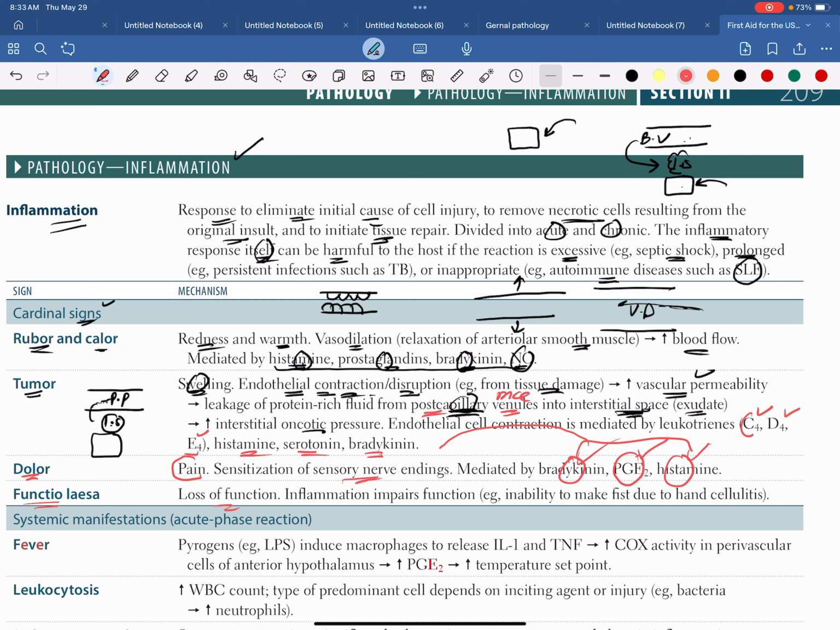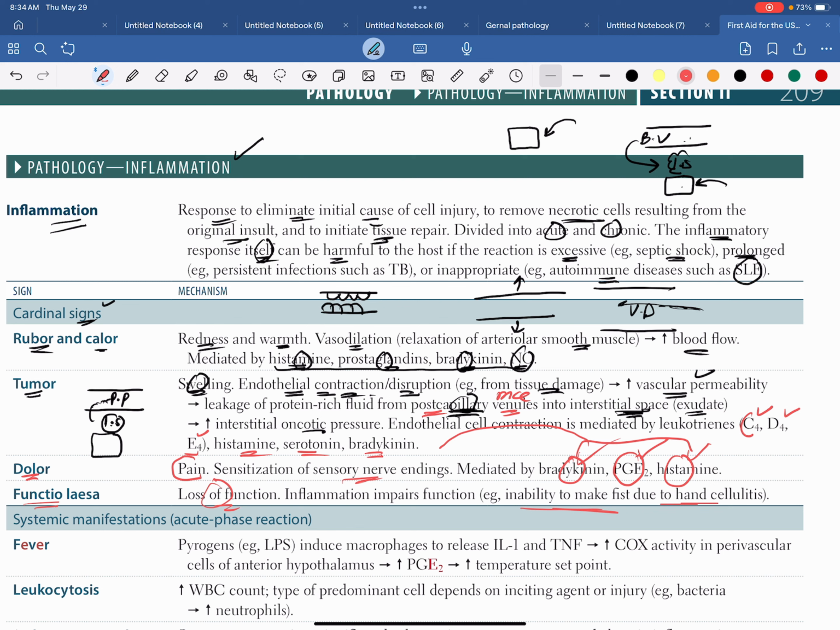I will not take work from this finger. I will use the other fingers to grab anything, or to write, or to do anything. So basically it is called loss of function. If any area in the body becomes injured, your body will try to not take work from that part. So basically it is also called inability to make a fist due to hand cellulitis.